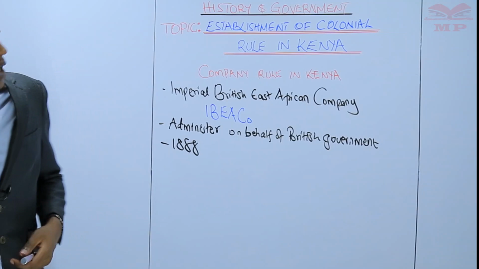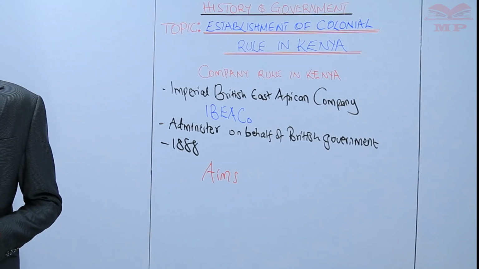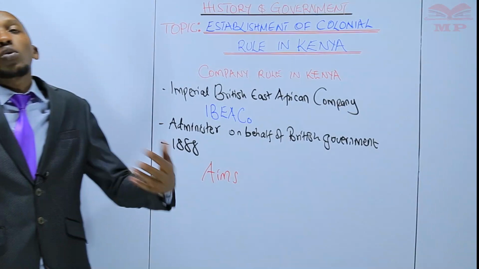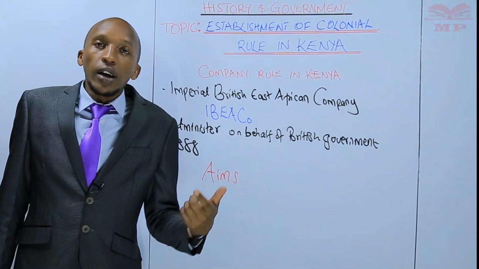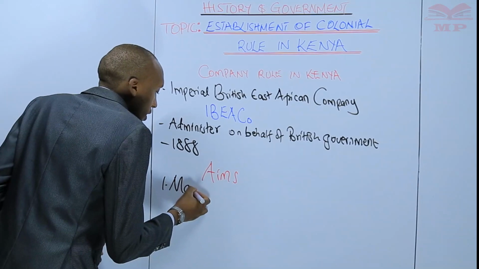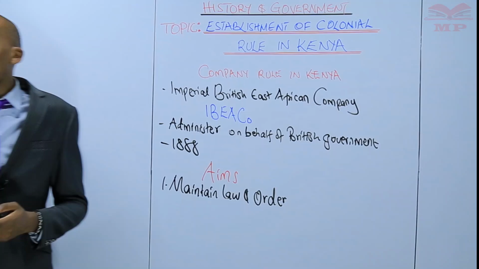So let us first discuss the aims of IBEA, or the aims of the Imperial British East African Company. What were the goals? What did they need? Why was it important for them to get this territory and to administer that territory? The first one, they were to maintain law and order. That was their first aim, or their first goal. They were supposed to maintain law and order in the territory.